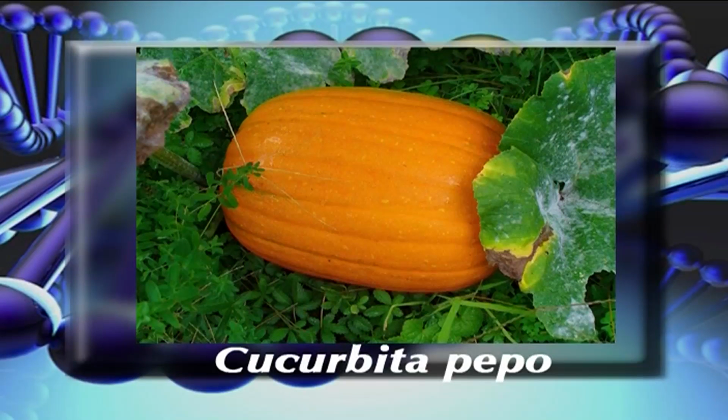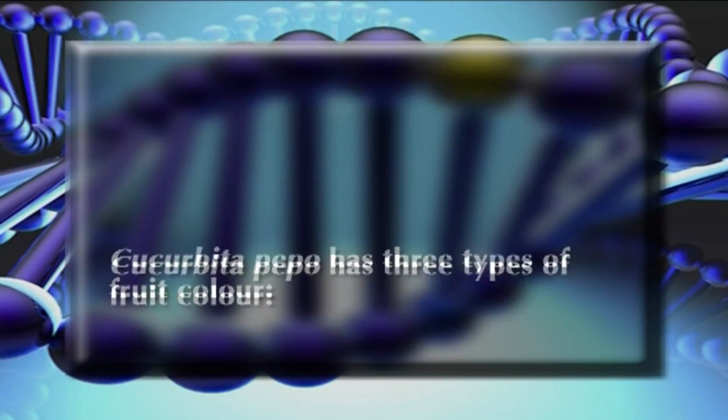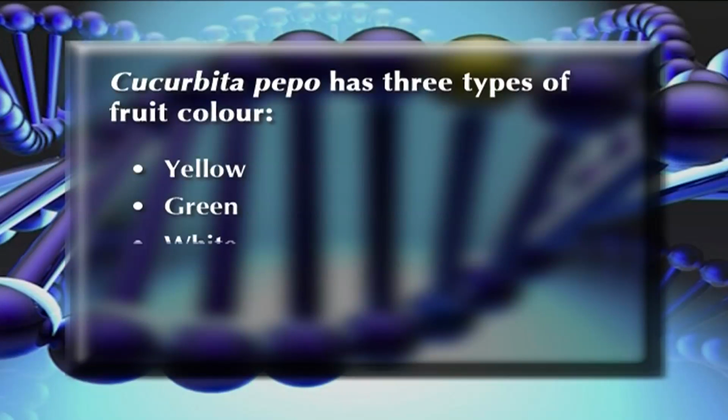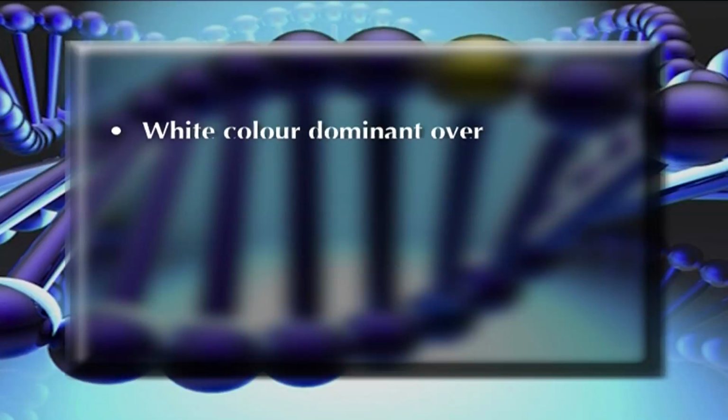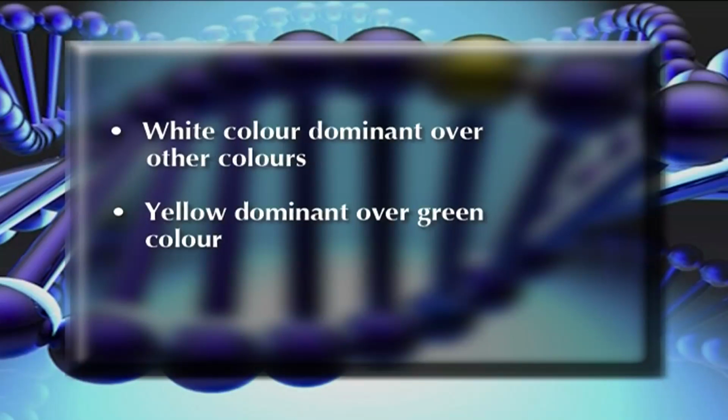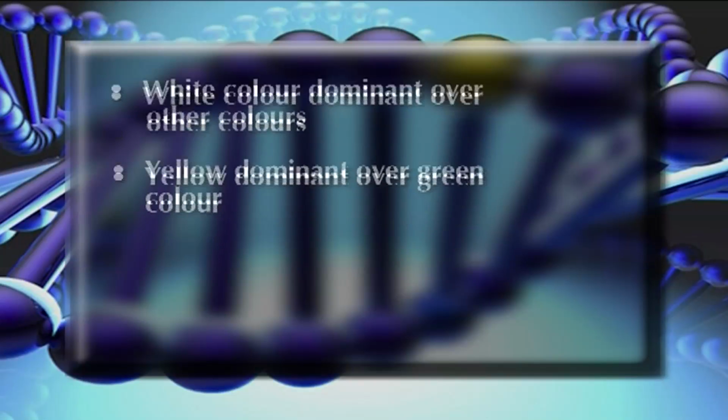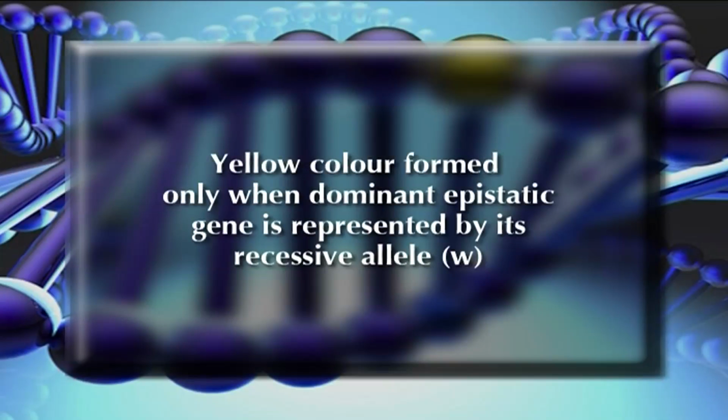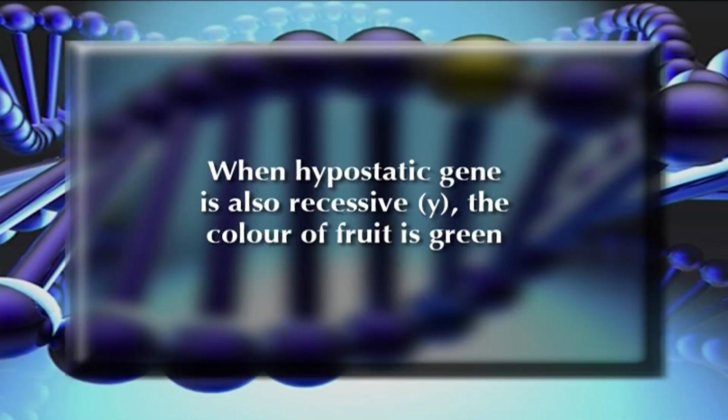Fruit color in Cucurbita pepo. In Cucurbita pepo, there are 3 types of fruit colors: yellow, green and white. White color is dominant over other colors, while yellow is dominant over green color of the fruit. Yellow color is formed only when the dominant epistatic gene is represented by its recessive allele. When the hypostatic gene is also recessive, the color of fruit is green.